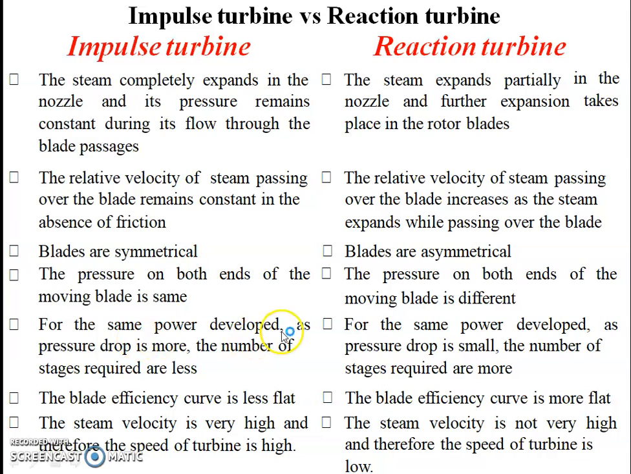For the same power developed, as the pressure drop is more in the impulse turbine, the number of stages required is very few. But in the reaction turbine, for the same power developed, the pressure drop is small, so more stages are required. The blade efficiency curve is less flat in the impulse turbine, but more flat in the reaction turbine. The impulse turbine has a profile blade, but the reaction turbine has an aerofoil section. In the impulse turbine, the steam velocity is very high, therefore the speed of the turbine is high. But in the reaction turbine, the steam velocity is not very high, and therefore the speed of the turbine is very low.